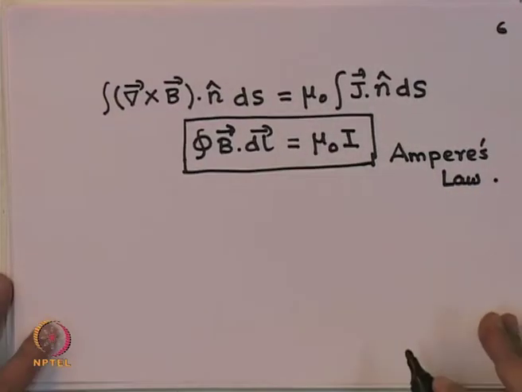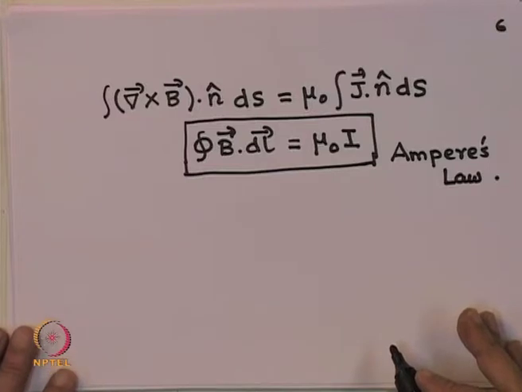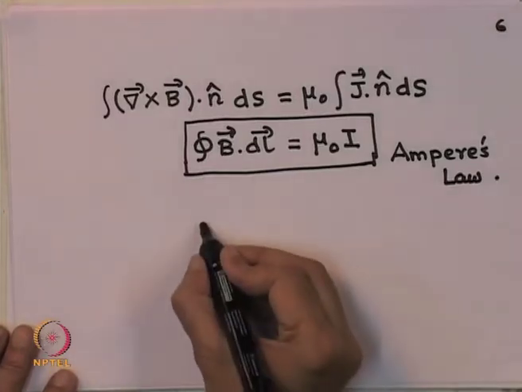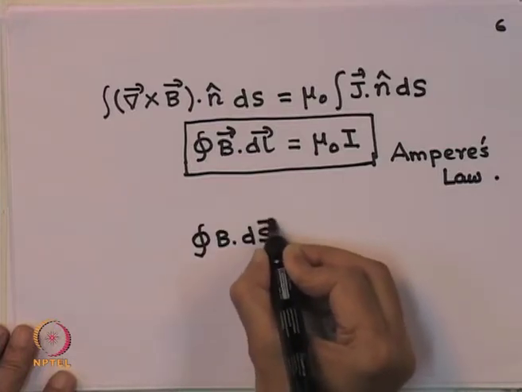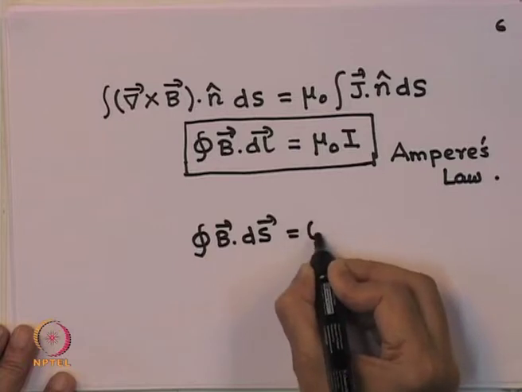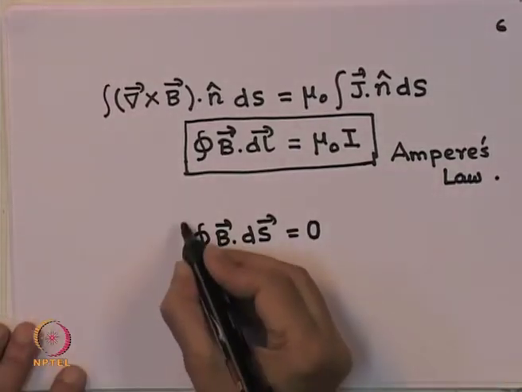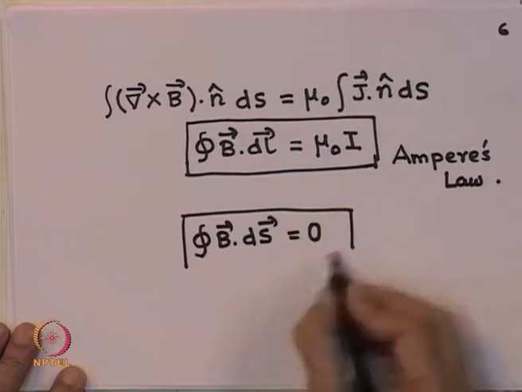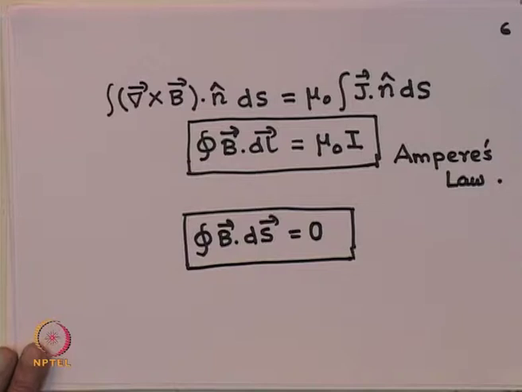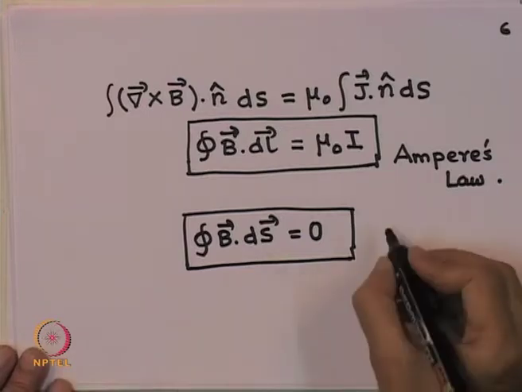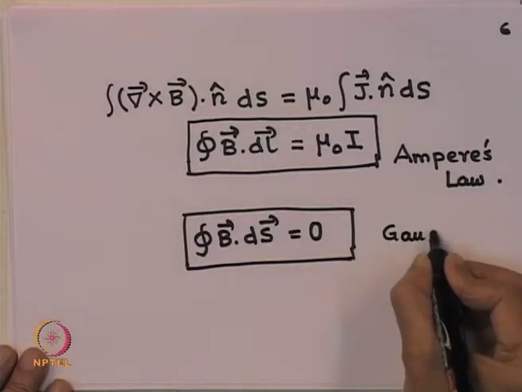In an identical way, del dot of B equal to 0 can be converted into integral B dot ds is equal to 0, in the same way as we had converted del dot of E equal to rho by epsilon 0 to integral E dot ds equal to q divided by epsilon 0. So, this is the Gauss's law of magnetism.